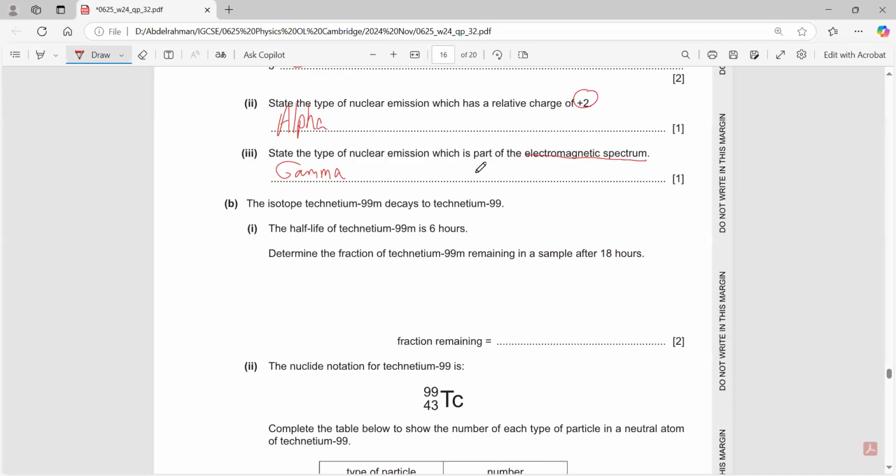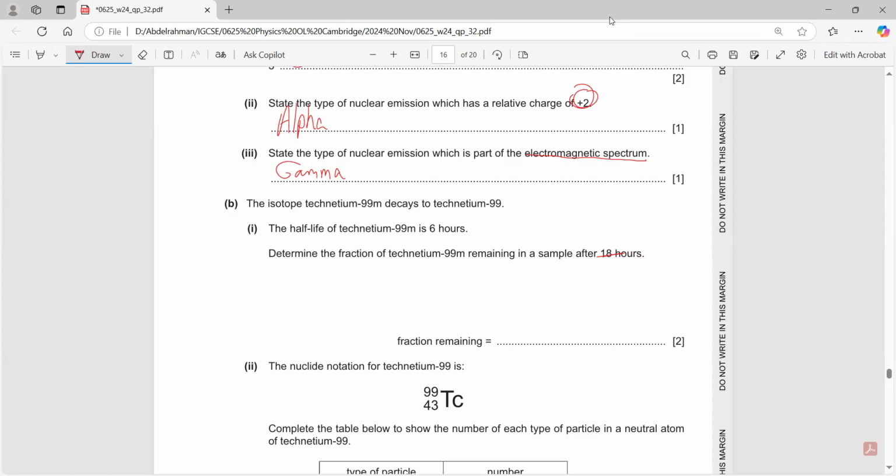The isotope decays. The half-life of the titanium is 6 hours. Determine the fraction remaining in a sample after 18 hours. That's not hard. Alpha has a charge of positive 2. Alpha is positively charged.